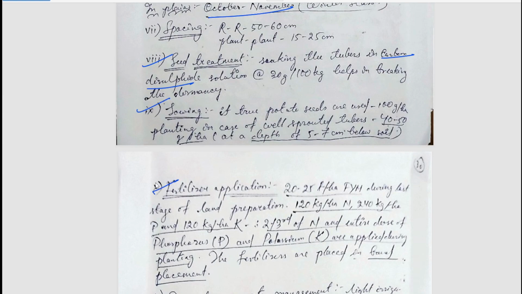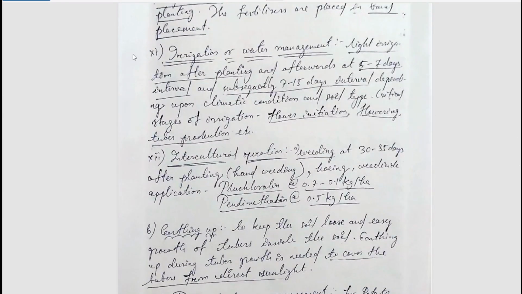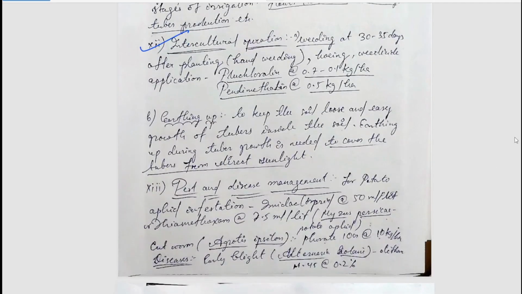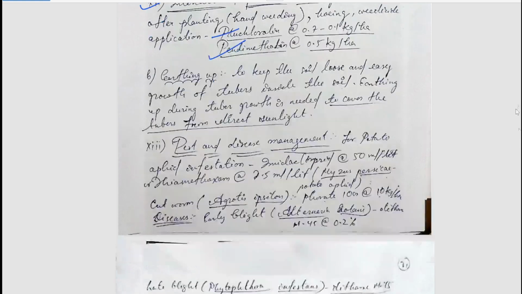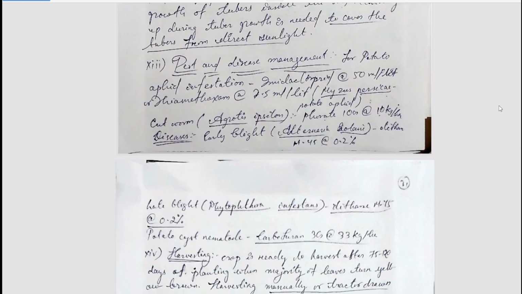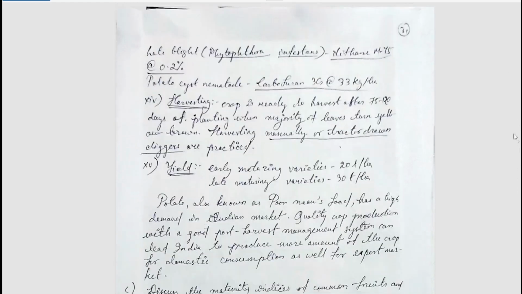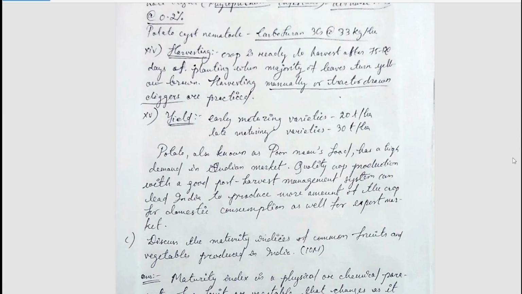Fertilizer application, irrigation and water management, intercultural operations. So all the important points have been mentioned. You can simply pause and read the answers if you want to. You can use pendimethalin here, chlorine here. Pest and disease management have been mentioned. How can we manage the major diseases of potatoes such as red blight and other things, harvesting, yield. All these things have been well mentioned. Now let's move to the next question.